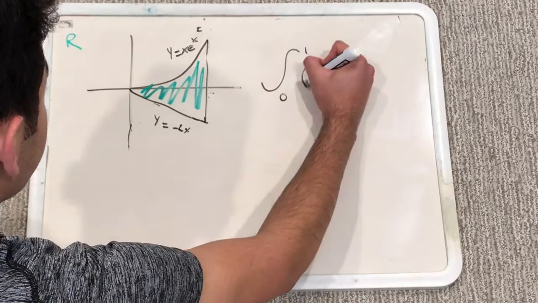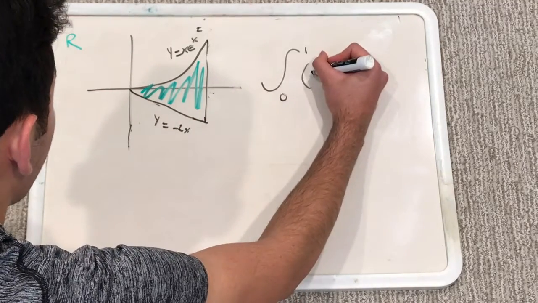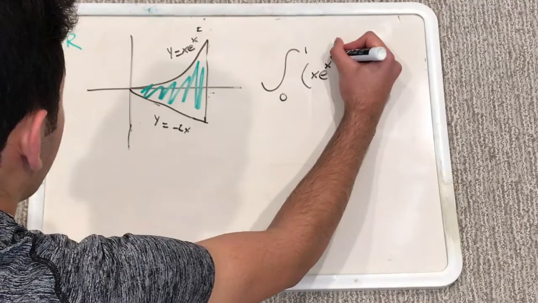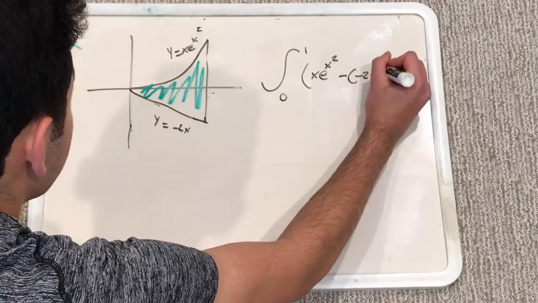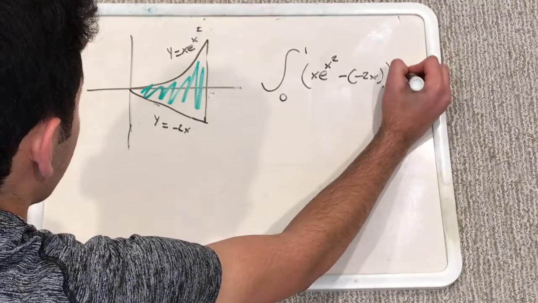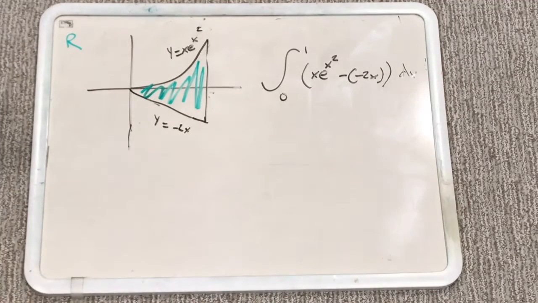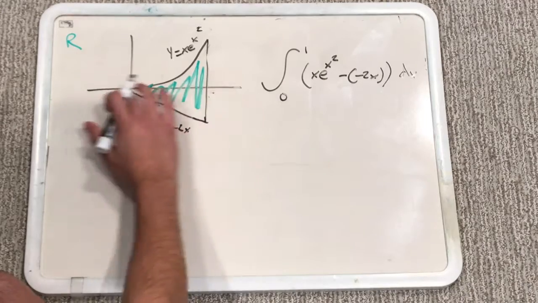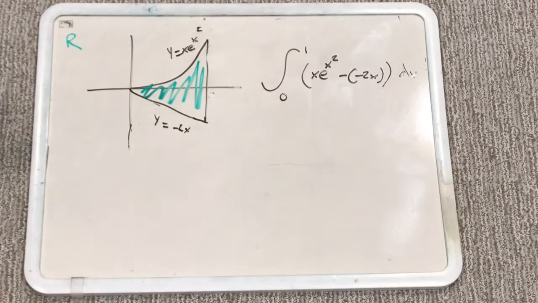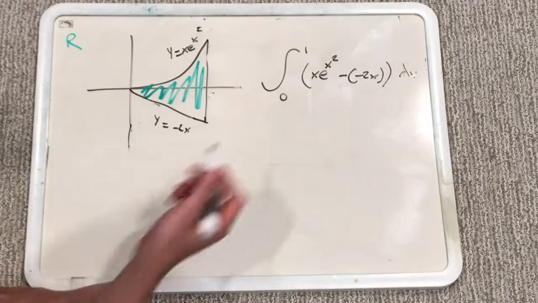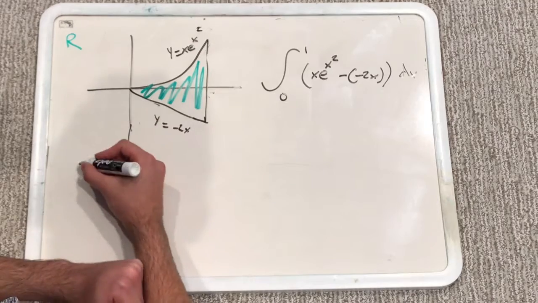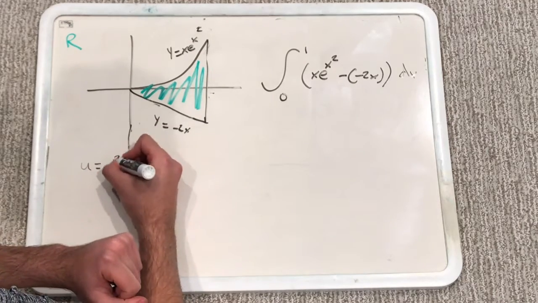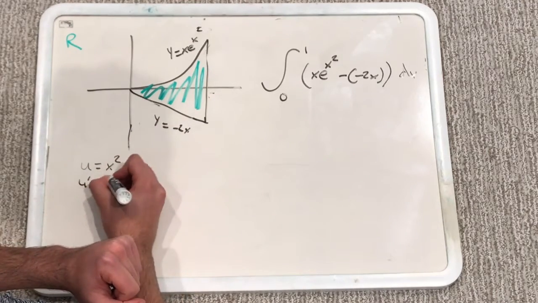So we're going to do the integral from 0 to 1 of x e to the x squared minus negative 2x with respect to x, of course, because we're doing it on the x coordinate. So we're going to have to solve this problem, and the way we can take the integral of x e to the x squared is we can just do a u sub. So u equals x squared, and then u prime equals 2x.